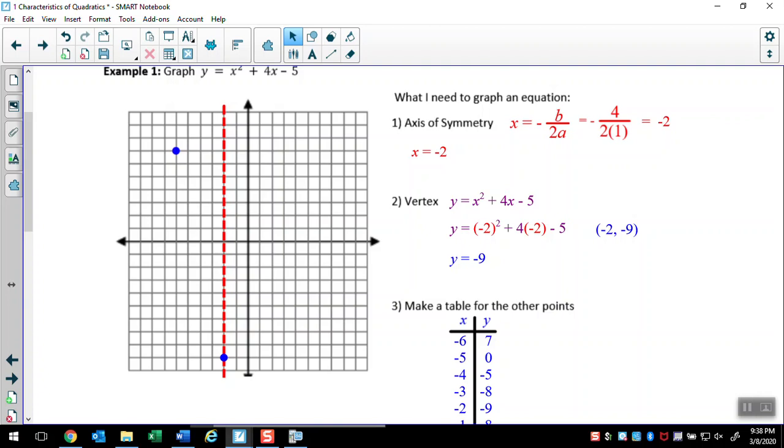I got a point there. I've got negative 5, 0. I've got negative 4, negative 5. And then I've got negative 3, negative 8. And then we already have our vertex, and then I can come up and I can hit the other side of my parabola.